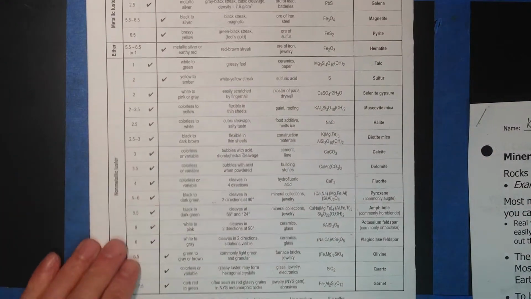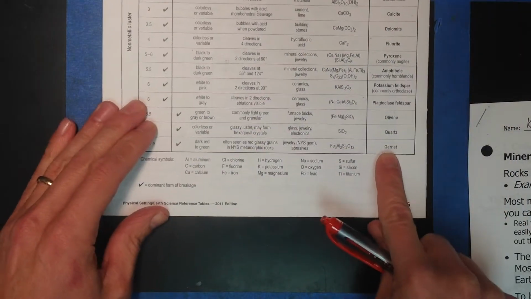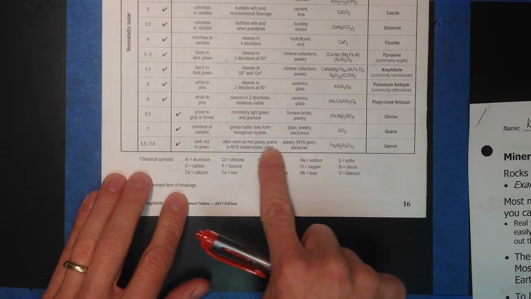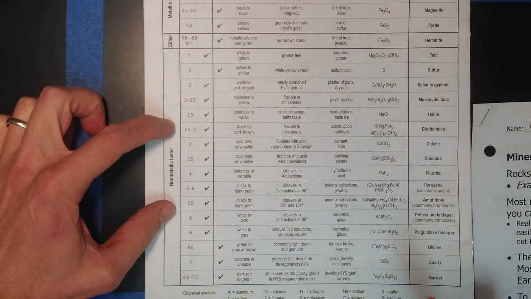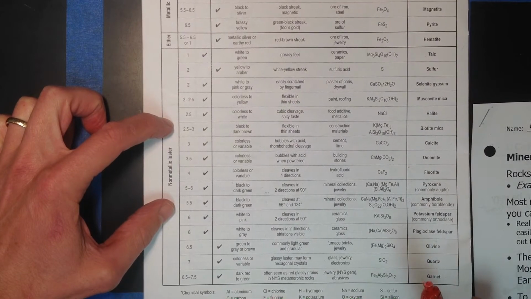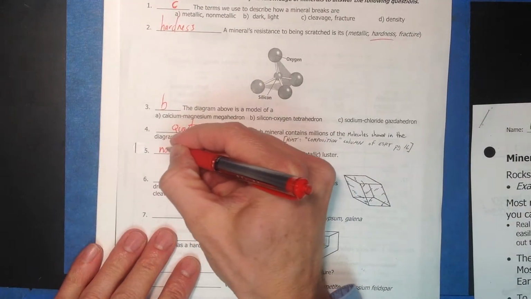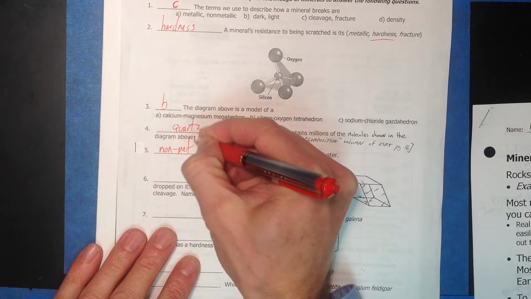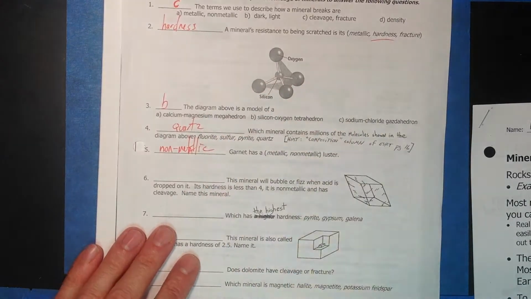Garnet, metallic or non-metallic luster. Well, you have to go back to the reference table. It's not something you're supposed to really know. Look around until you find the name. You will find the name garnet right there, and then you will find it in the non-metallic section of the reference table. So the answer to that is non-metallic.